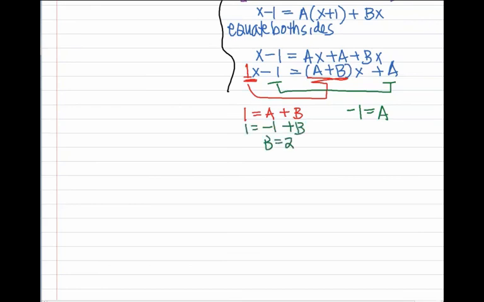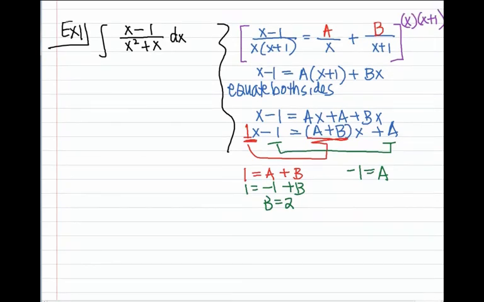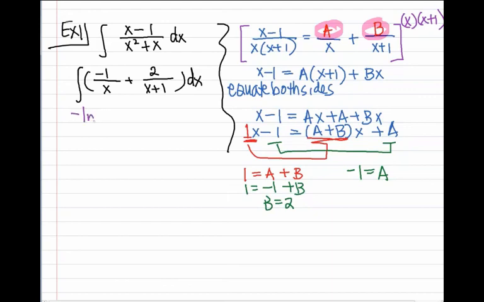So those are the two constants that we're missing, so that tells us what these two numbers up here are going to be. So we can rewrite our integral now, and this is going to be A, which is negative 1 over x, plus B, which is 2 over x plus 1, dx. Now the integration part is really super easy. This is negative natural log of x plus 2 natural log of x plus 1.